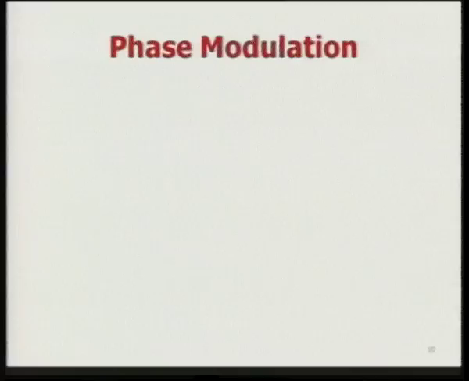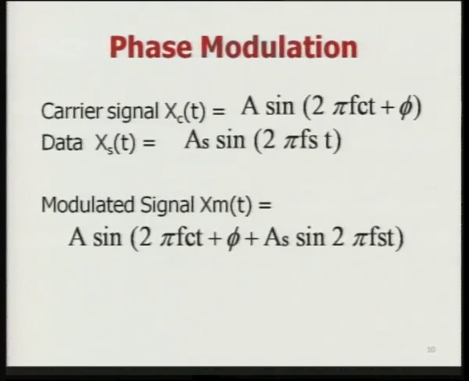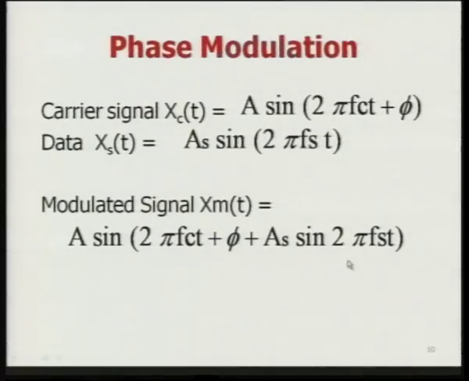The third type of modulation that is used is phase modulation. Now, in phase modulation what is done is, again taking the same example, the phase phi of the carrier signal is modified in accordance with the data. So, you will find that you have A sin 2 pi fct plus phi plus As sin 2 pi fs of t. Now, you can see that both phase modulation and frequency modulation have almost similar properties. That is, in the sense that it is the component which is there within the sine which gets modified. So, in fact, phase modulation and frequency modulation together are also referred to as angle modulation.